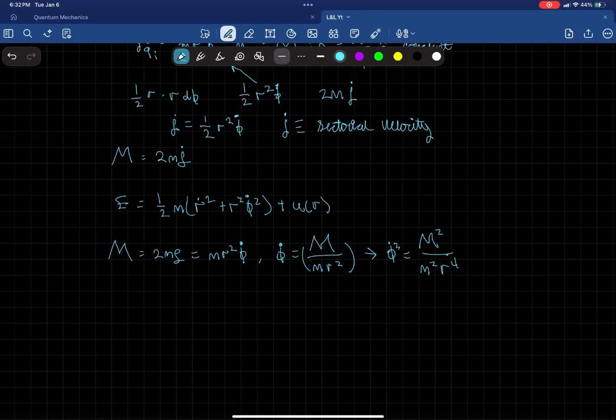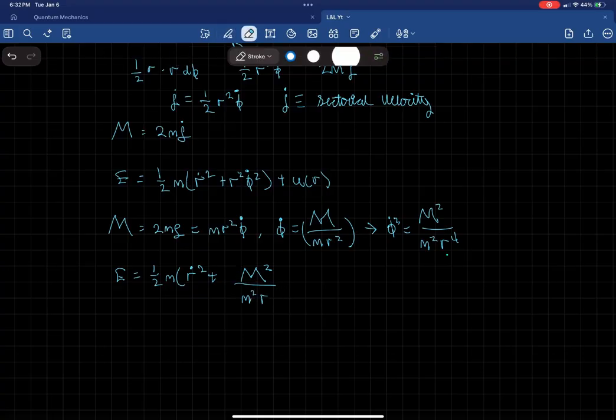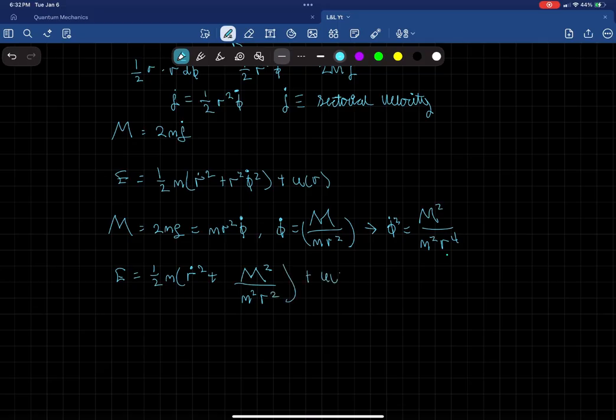And plugging this into our equation for energy, we get that the total energy is now equal to 1/2 m r dot squared plus, replacing our phi dot squared with capital M squared over m squared r to the fourth, the r to the fourth and this r squared cancel out, so this becomes M squared over 2 m r squared, plus U of r.